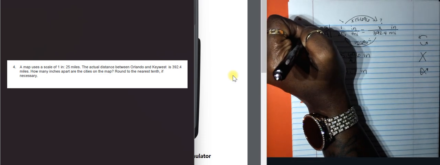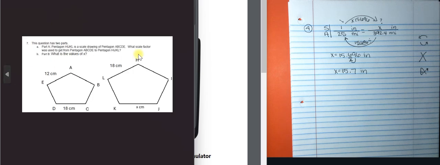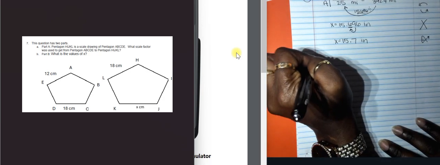And this was problem number 4. Okay. So now we're going to move on to our next example. So we're working on problem number 7. And number 7, that out to the side.